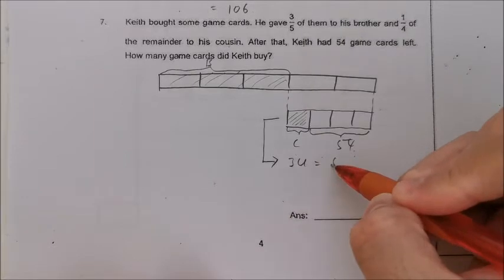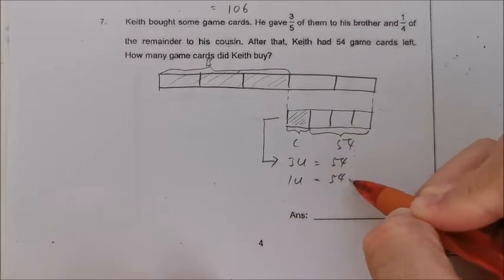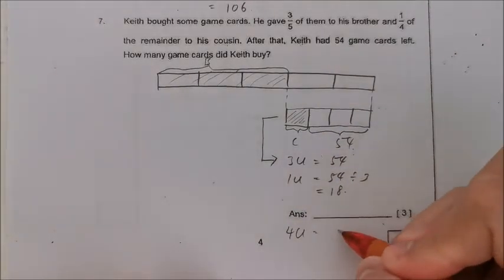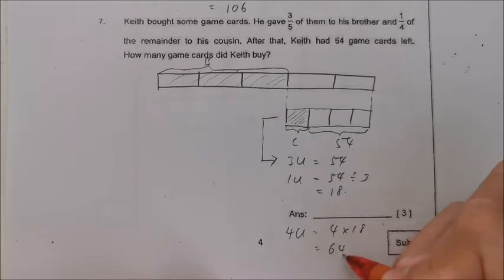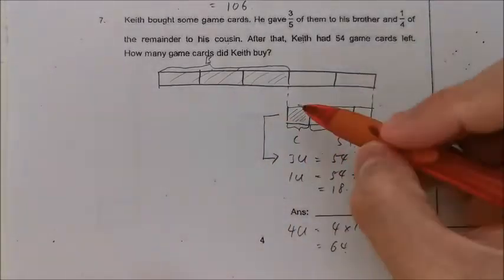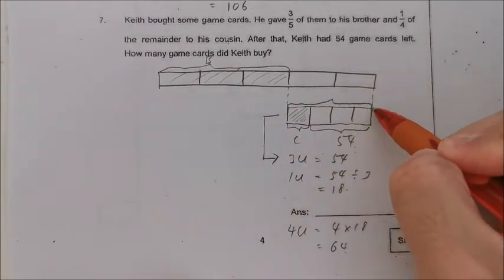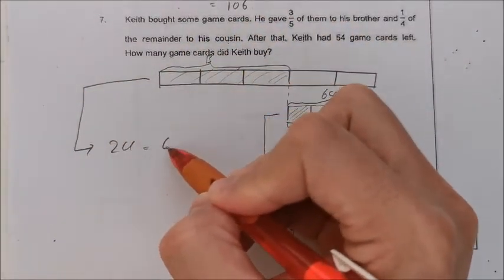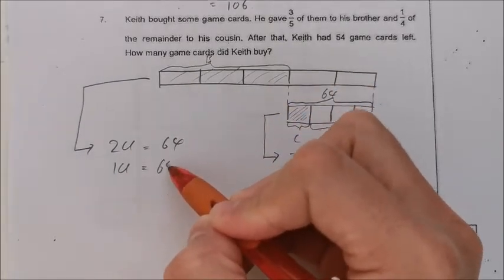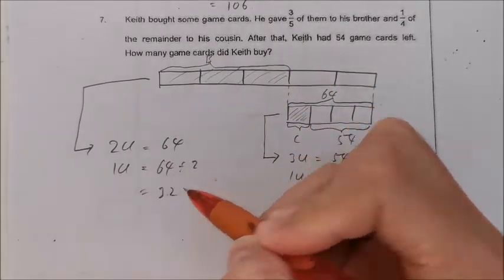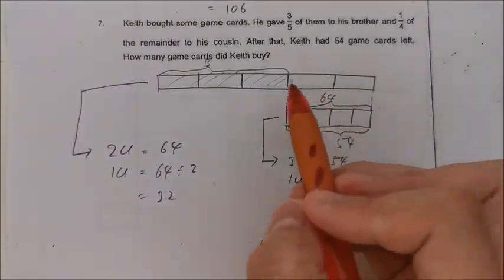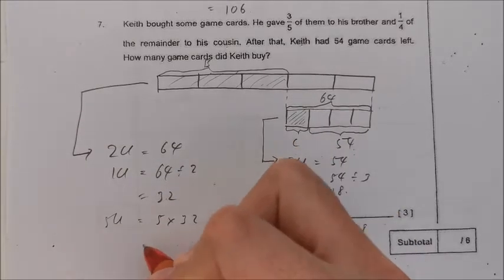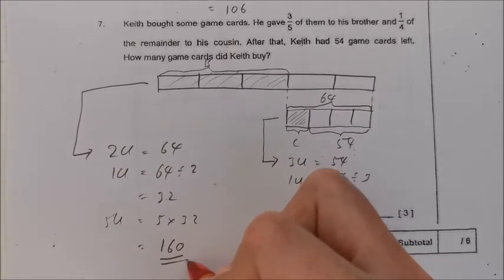So we know that 3 units equals to 54, right? So 1 unit equals to 54 divided by 3. That will be 18. So altogether 4 units will be 4 times 18, 72. Okay, so this 72 will translate to the first layer. So under the first layer, we know that 2 units equals to 72. So 1 unit equals to 72 divided by 2. That will be 36. Okay, so altogether he has 5 units. So 5 units will be 5 times 36. That will give us 180.